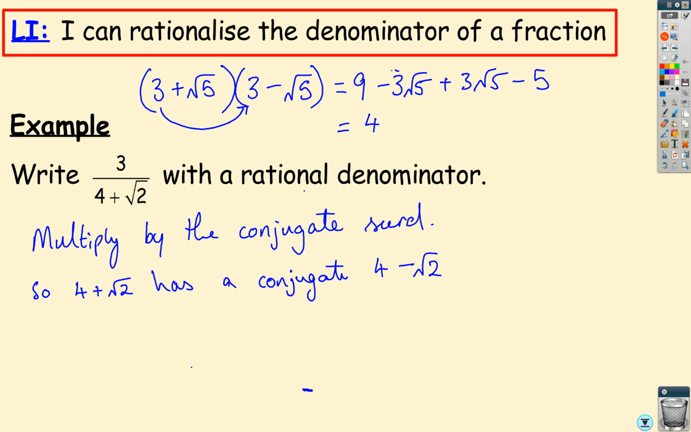But look what you will always get in this scenario. You will get a positive answer, take away the same thing, and you will always end up with 0. So the surd part will always vanish when you do something like this, okay? So the multiplication 3 plus root 5 times 3 take away root 5 is just 4. The surds go. And that is why multiplying by the conjugate surd works.